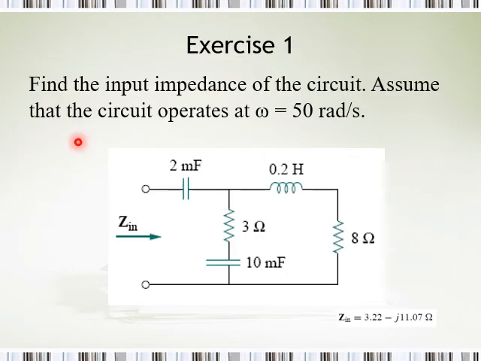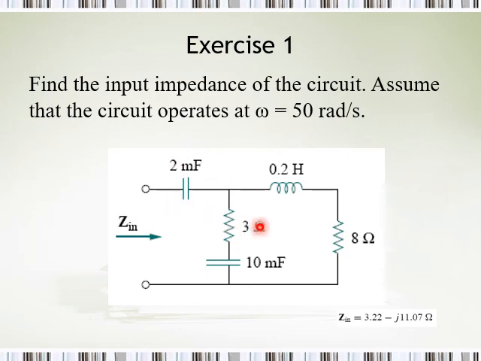Lastly, you can try this exercise. Find the input impedance Z in of the circuit. Assume that the circuit operates at omega equal to 50 radians per second. You can try this first. How do you simplify this? First, calculate this R and L inductor, and then in parallel with this R and C, and then plus this one.